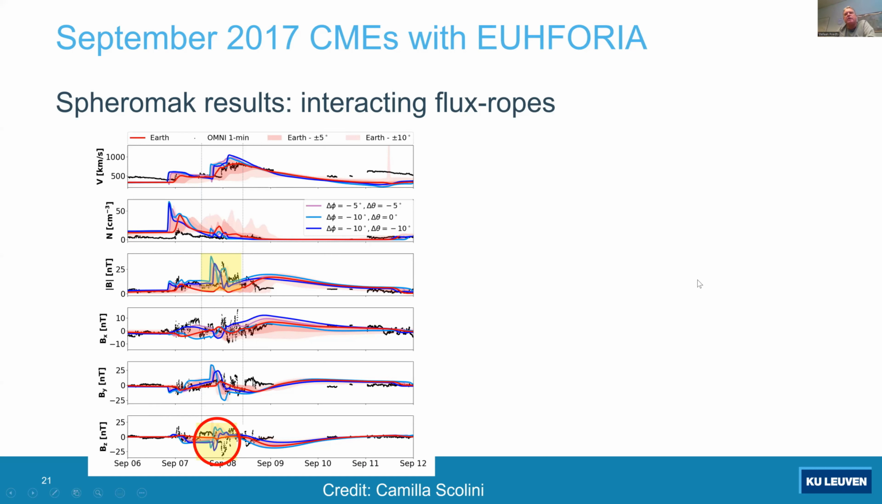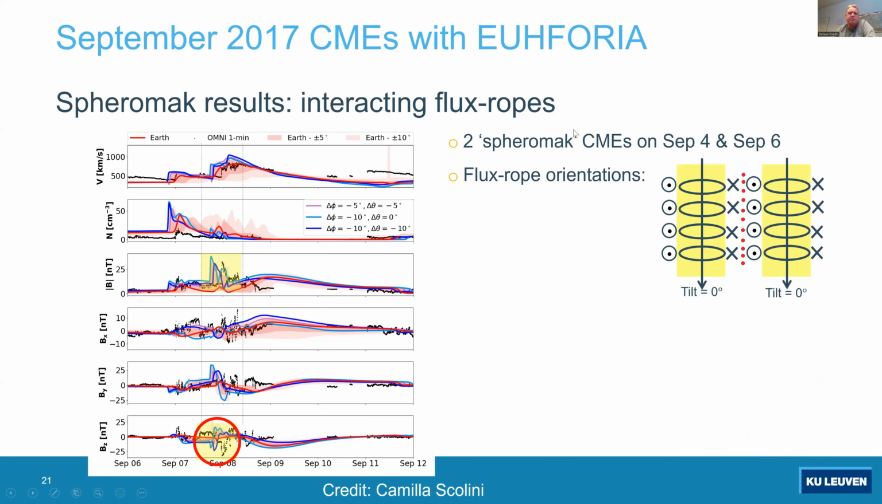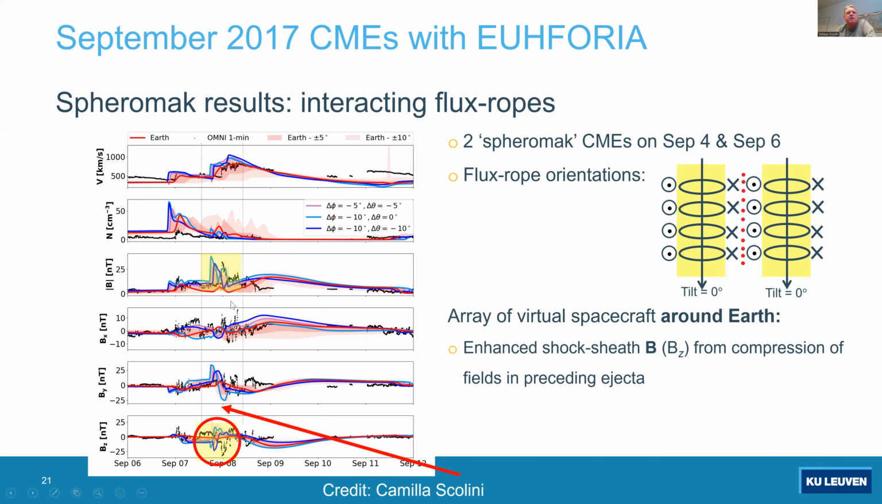And so in the simulations that Camilla did, we modeled both CMEs with spheromak CMEs. They were on the 4th and the 6th of September, both with a tilt of 0 degrees, so in the same direction. And with this, she could explain actually the magnetic field.